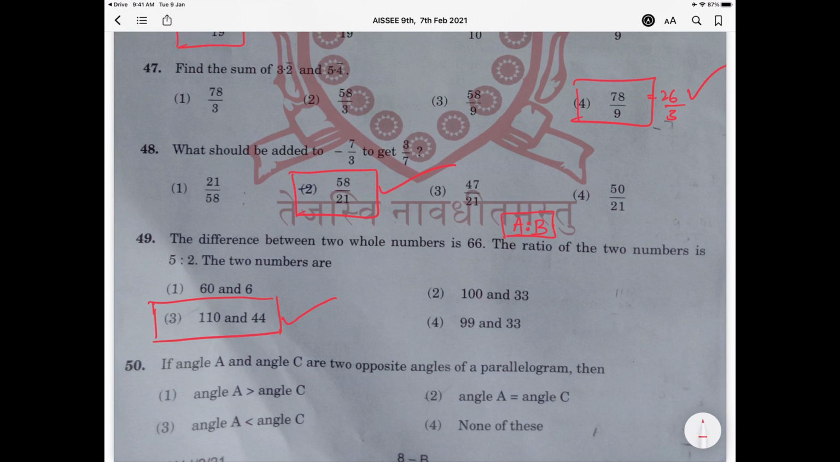In question number 50, if angle A and angle C are two opposite angles of a parallelogram, then the correct relation is angle A is equal to angle C, which is option number 2. Now here we finish our mathematics section.